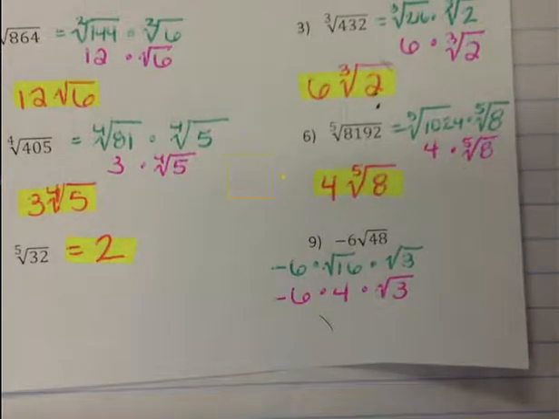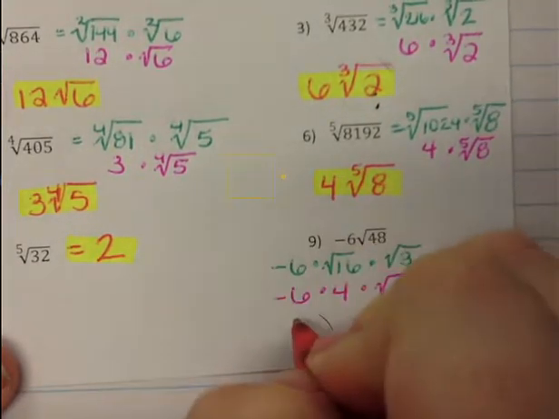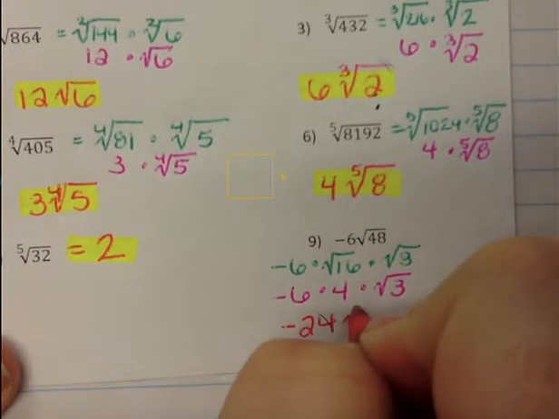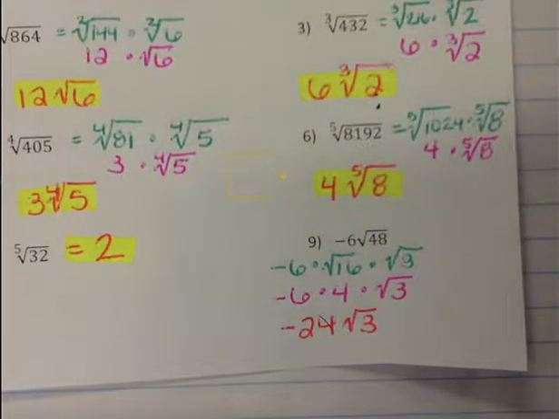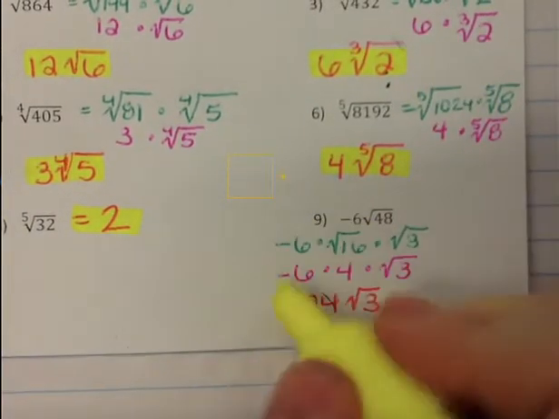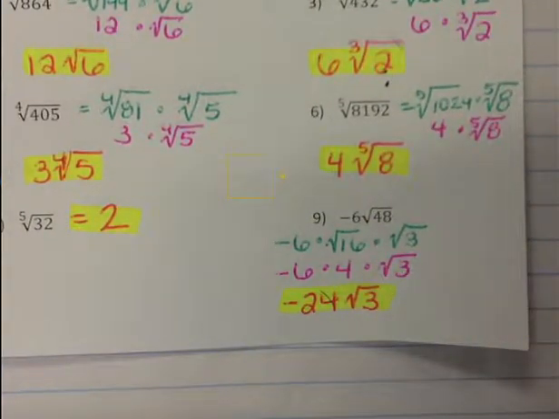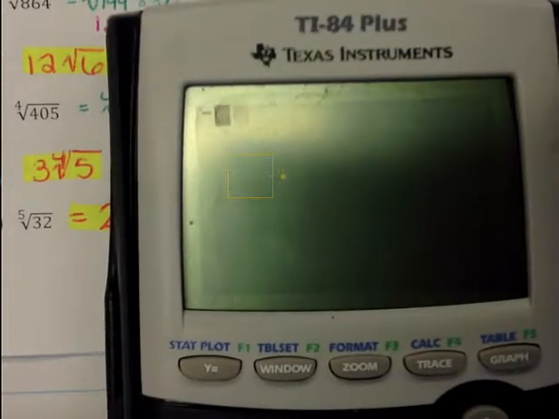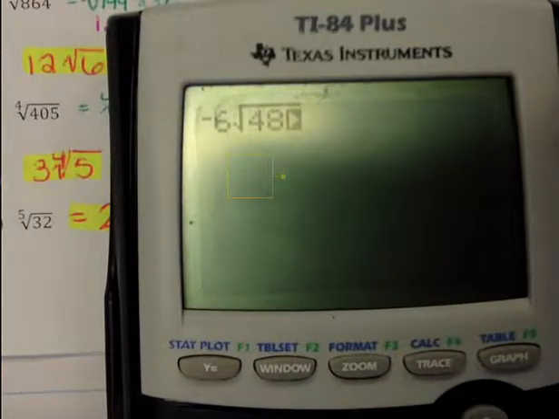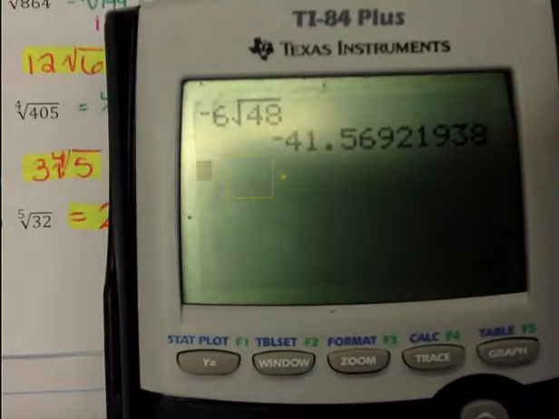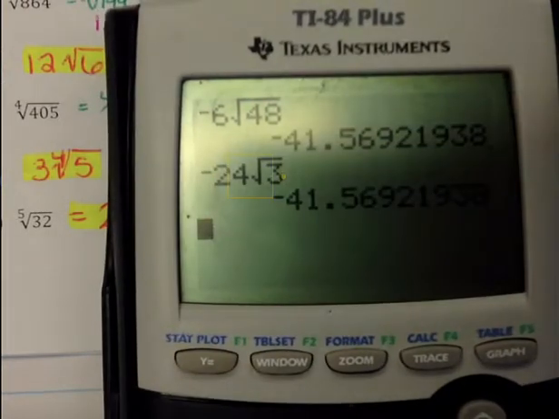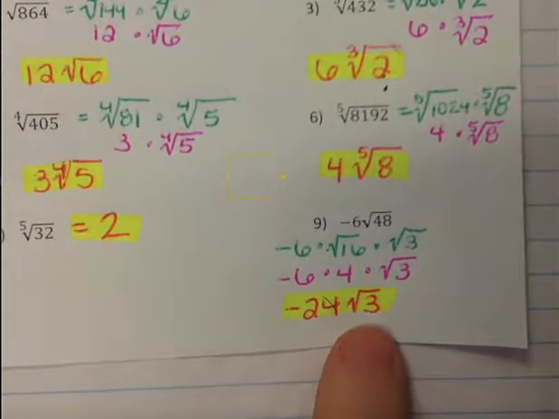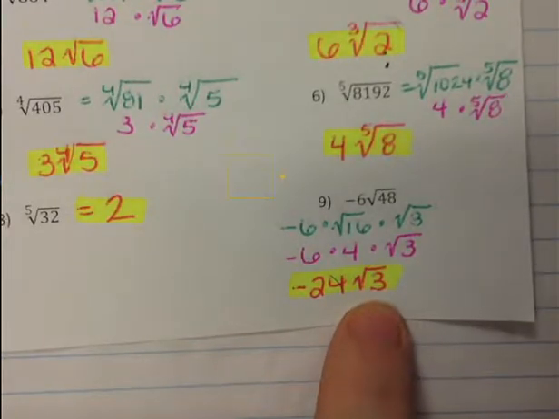So all we have to do is just multiply these now. -6 times 4 is -24. Then we have the square root of 3. So this will be our final answer. And again, you can always check this back into your calculator by doing -6 square root of 48. We get this decimal. And then we had, as our answer, -24 square root of 3. It's the same answer. So we know that we simplified it. And because the square root of 3 can't be simplified further, we know that this is our final answer.